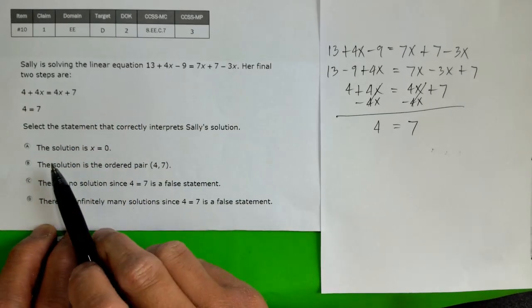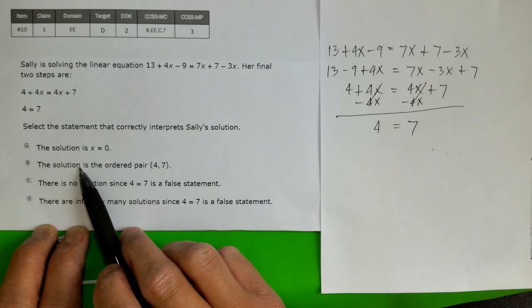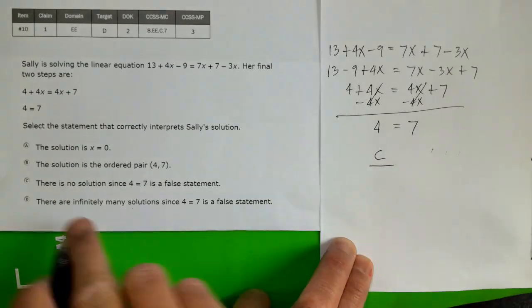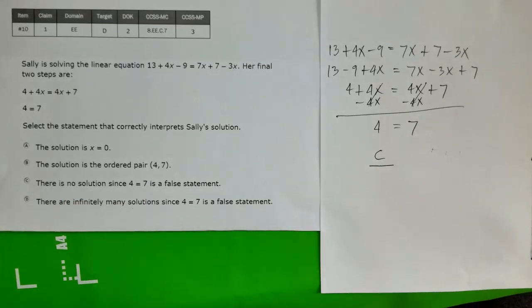So let's look for an answer that has no solution. The answer here is letter C. There's no solution since 4 equals 7 is a false statement.